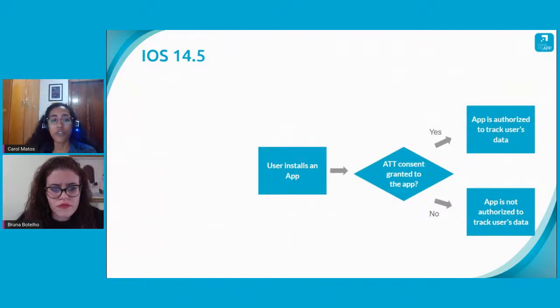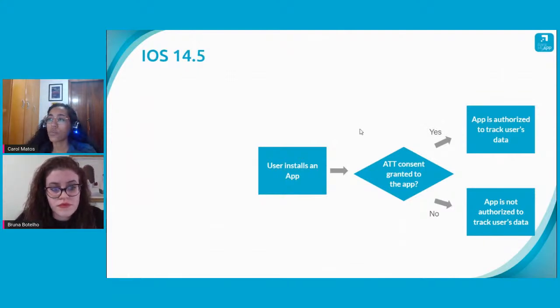So how is the new flow for the user itself then? Every time the user installs an app, they have to authorize the ATT. And if they allow, the app owner will have access to their personal data. And if they do not, the app is not authorized to track and share the user's data to publishers or anything.